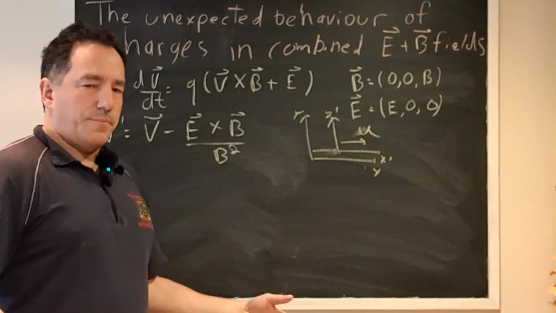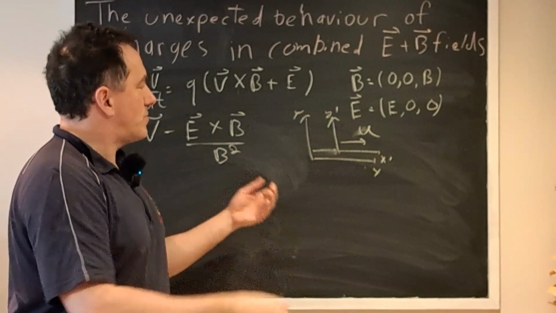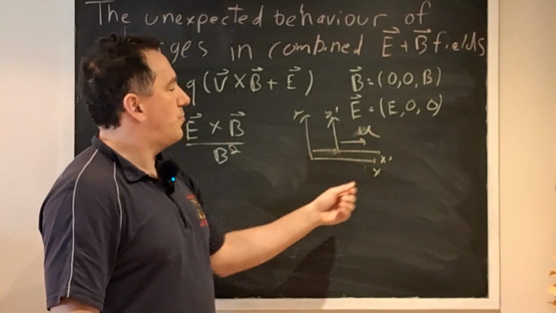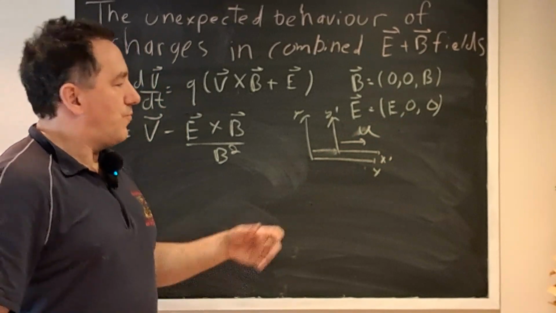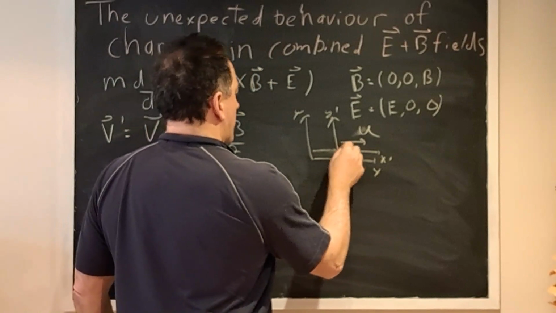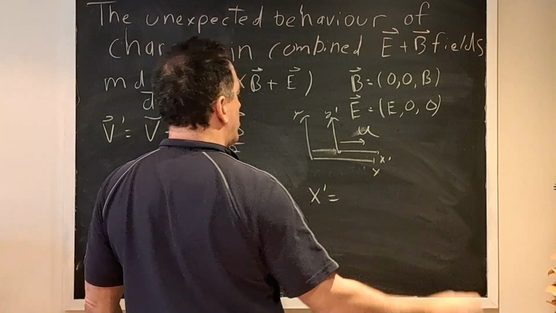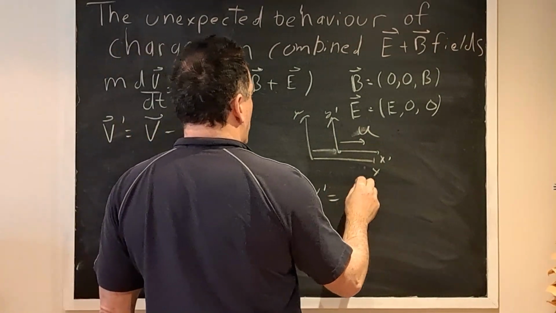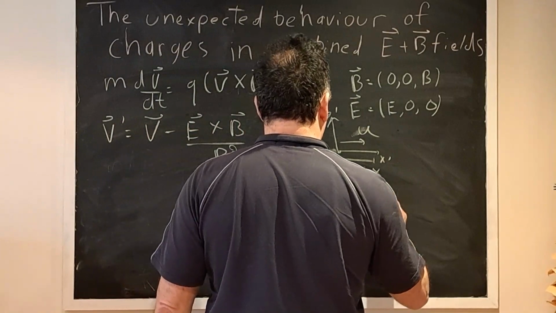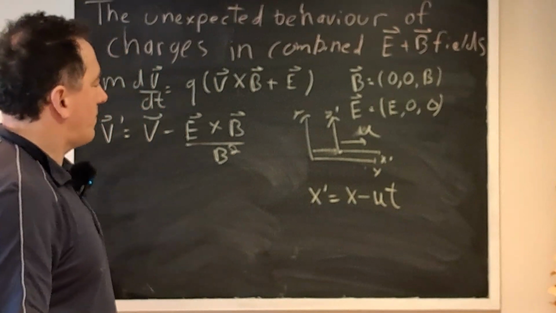To convert the various vectors that are used to describe our movements from one reference frame to the other, you know that the coordinate in x prime is equal to the coordinate in x minus u times t. Let's walk our way through that.